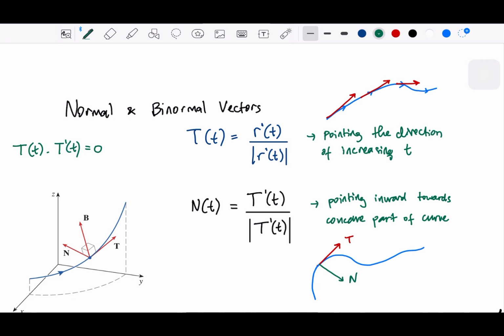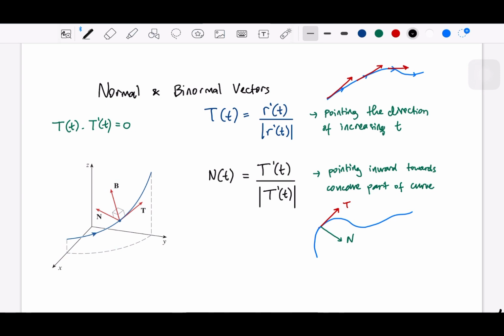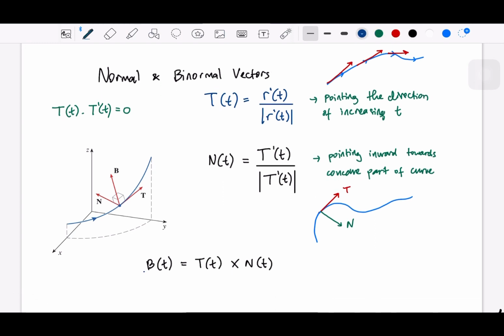If we look at the picture on the left, it gives you three vectors, T, N, and B. And based on what we have here, the binormal vector, we can say, is the cross product of T and N. By definition, the binormal is the vector orthogonal to both T and N.